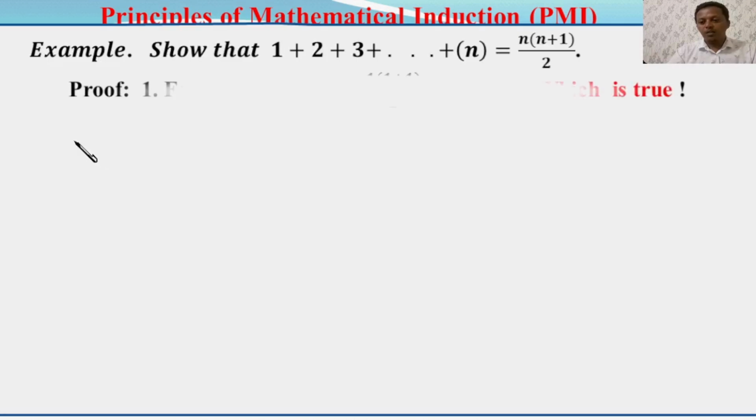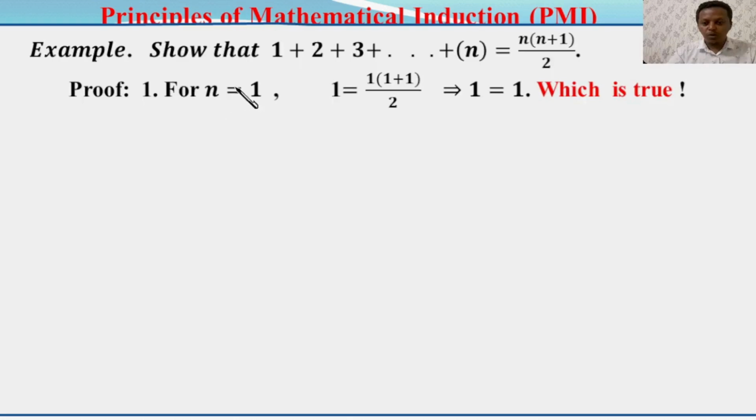And now let's start. Now the first step, as usual, we are going to show the statement is true for n equals 1. That means the first natural number, that is 1. 1 on the left side is equal to 1 times (1 plus 1), which is what? 2 over 2. Again 1. So 1 equals 1, it is true. That means the statement is true for n equals 1.